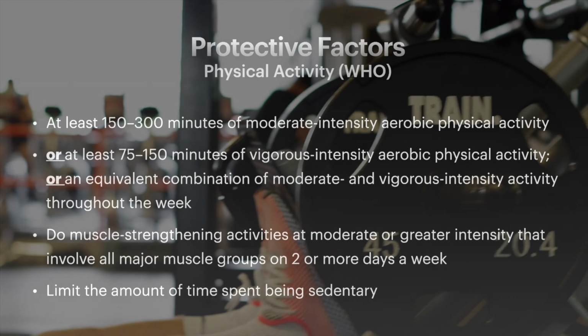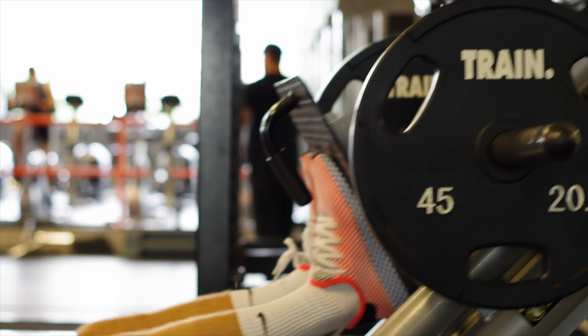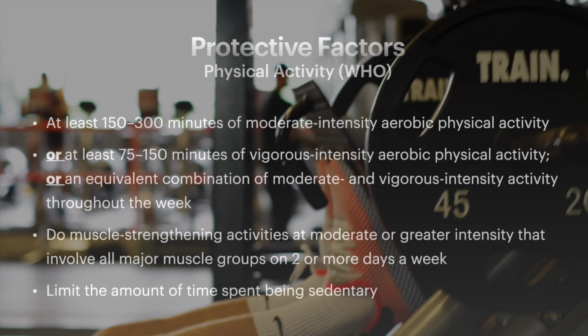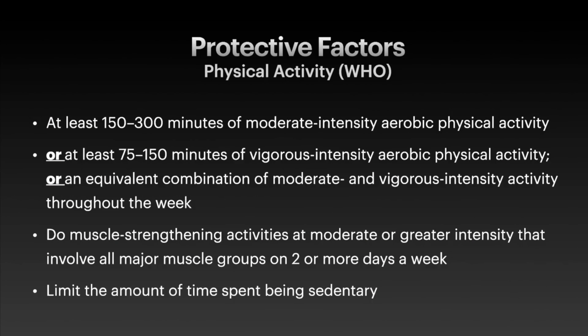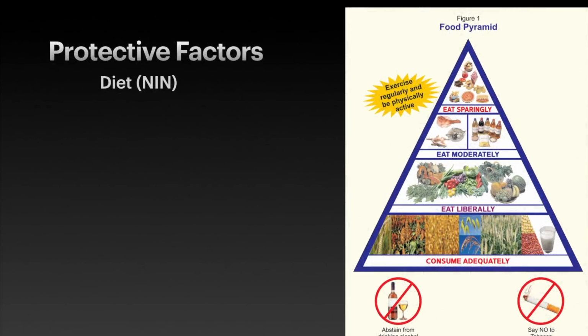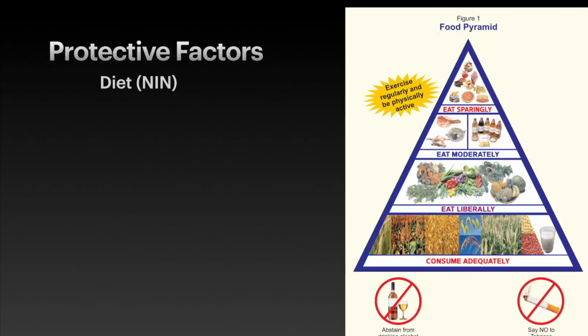Do muscle strengthening activities at moderate or greater intensity that involve all major muscle groups on 2 or more days a week. Limit the amount of time spent being sedentary. So break the momentum. Another important thing is diet. When we are talking about diet, it is advised that the food pyramid should be followed. So exercise regularly and stay physically active, along with an appropriate diet.